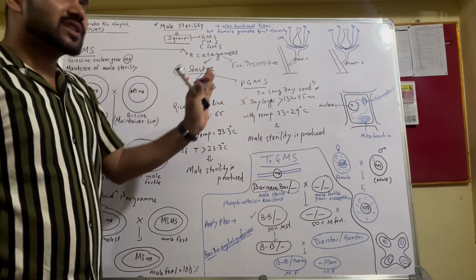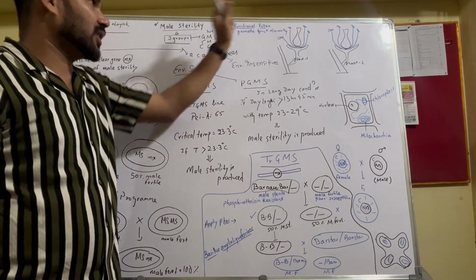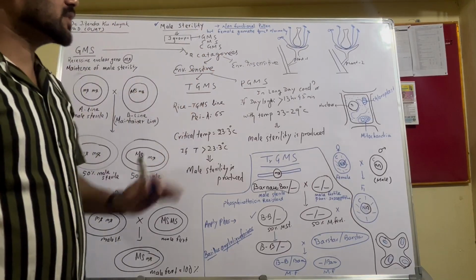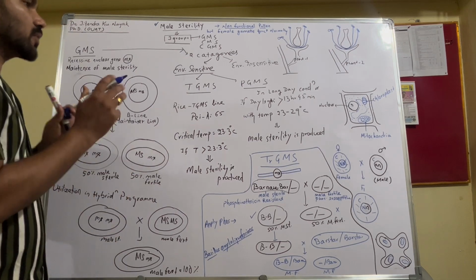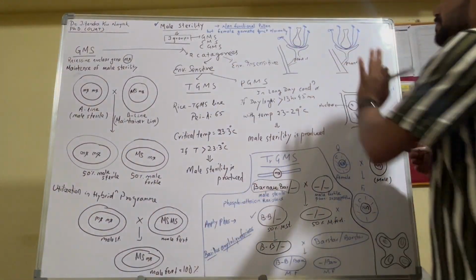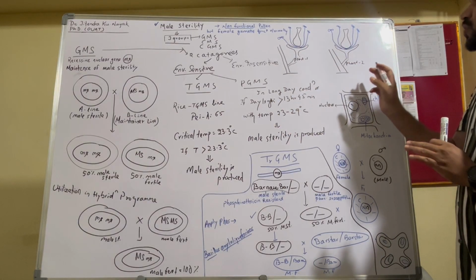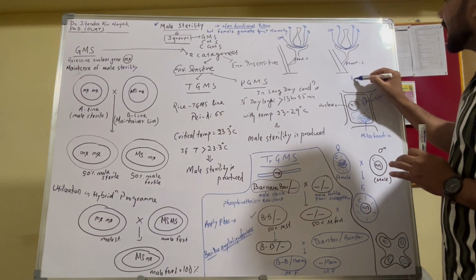So the plant which is male sterile in nature has non-functional pollen, but the female gamete functions normally. Let us understand the role of male sterility and how it will help in hybrid seed production. Let us come to this part. There is plant 1 and another is plant 2. In this case, suppose I am taking rice. Suppose it is a rice plant.